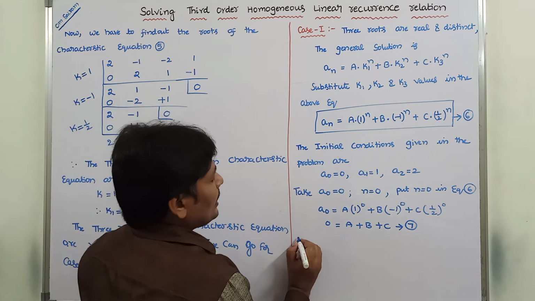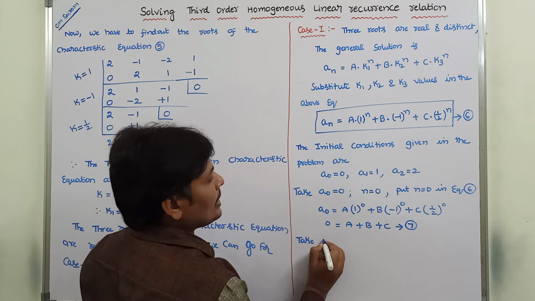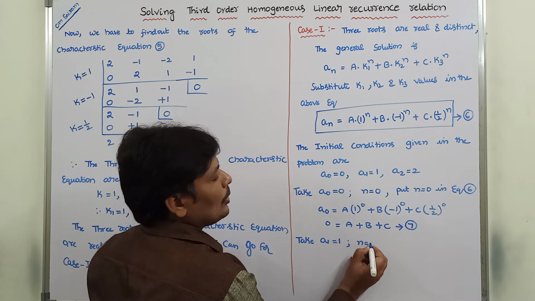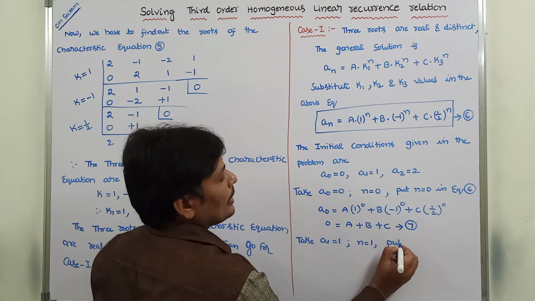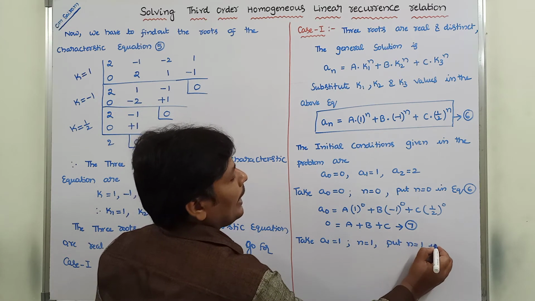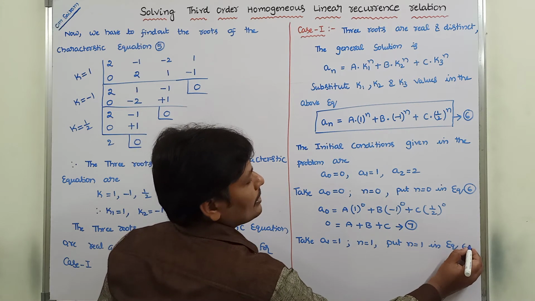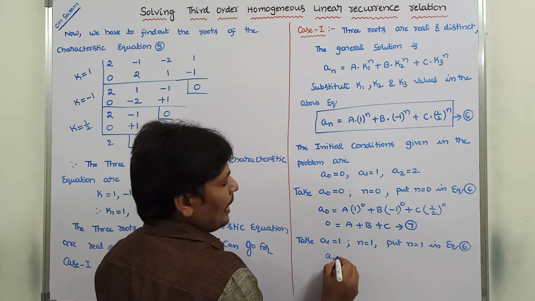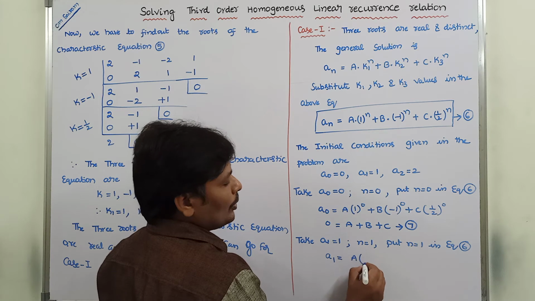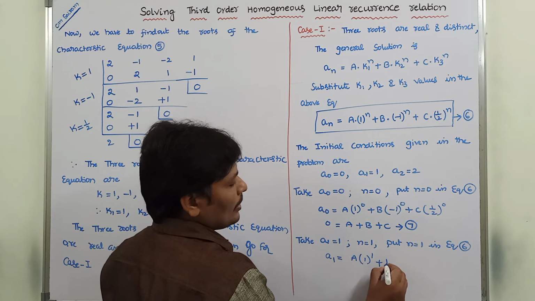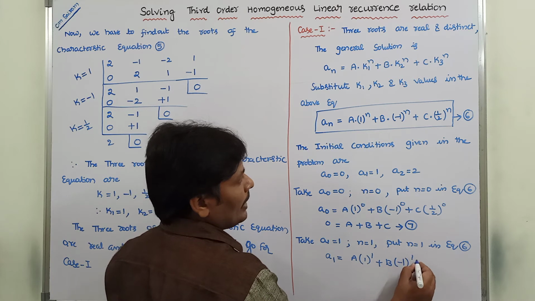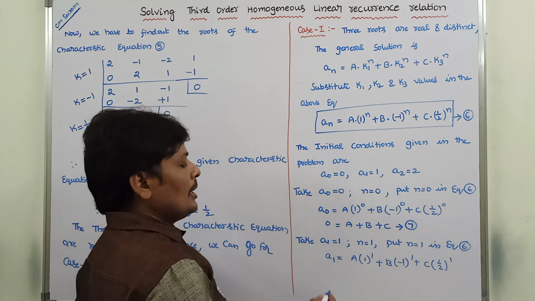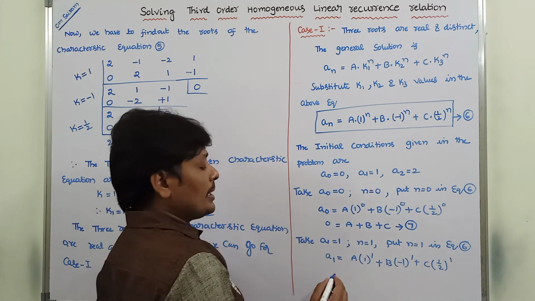Okay, next one. So take the next initial condition, A1 is equal to 1. So that is N is equal to 1. So put N is equal to 1 in equation 6. So A suffix N means A1. A1 is equal to A into 1 power 1 plus B into minus 1 power 1 plus C into half power 1. Okay. So what is the A1 value? A1 value is equal to 1.